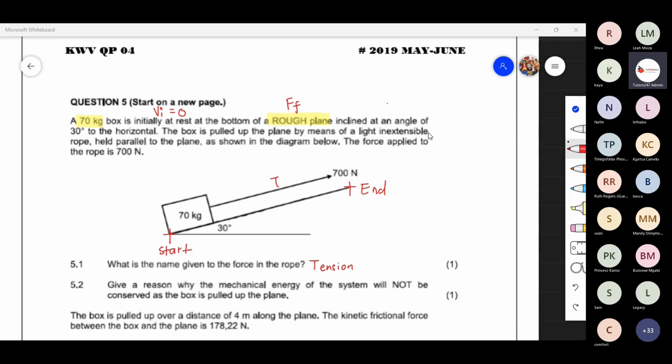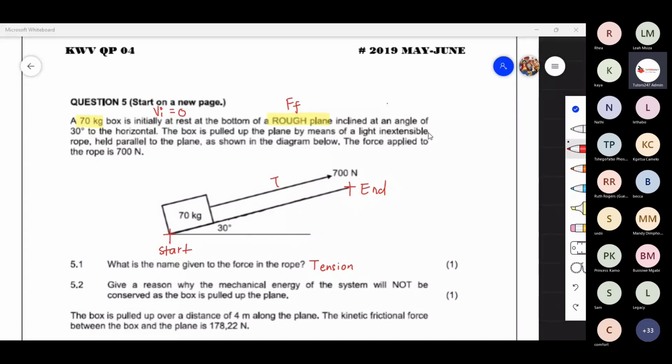Okay. Now, they state, give a reason why the mechanical energy of the system will not be conserved as the box is pulled up the plane. So something important to take note of is that our law or our principle of conservation of mechanical energy states that the initial mechanical energy of a system will be equal to the final mechanical energy of that system when there are no external forces acting on that system. An example of an external force is frictional force.